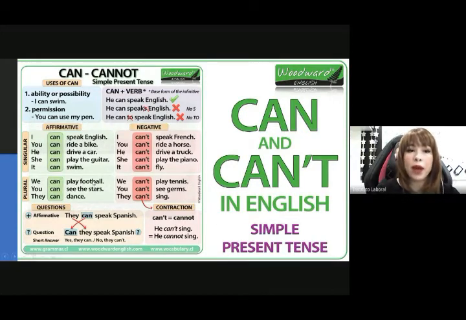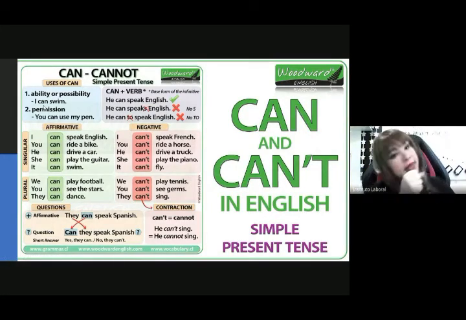Use number one, we use can and cannot to express ability or possibility. For example, I can swim, I can walk, I can sing. I have the ability, then there is a possibility for me to be a singer. I can sing.